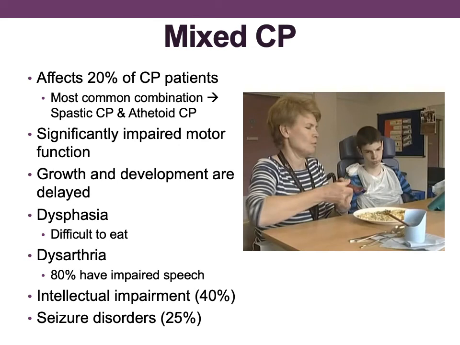Mixed cerebral palsy affects about 20% of CP patients as well. The most common combination of mixed cerebral palsy is a combination of spastic and athetoid. These children have significantly impaired motor function, and growth and development are extremely delayed. They'll develop dysphagia, where they have difficulty eating because they can't swallow. They'll have dysarthria. Almost 80% will have impaired speech if they can speak at all. Almost 40% will present with significant intellectual impairment, and 25% of these children will have seizure disorders.